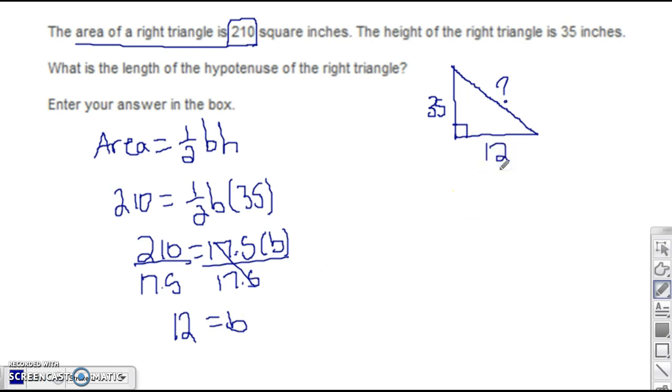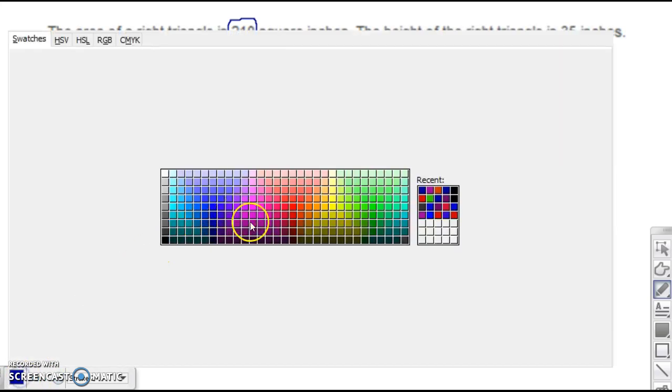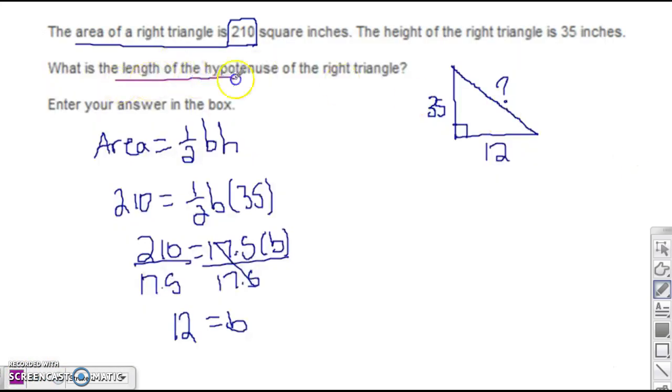Now, y'all, that doesn't even answer our question. All that beautiful work, and we still don't have the answer. The question doesn't say what is the base. The question says what is the length of the hypotenuse. So we still need to go back and figure out the hypotenuse. But good news, this is a right triangle, so we know we can use Pythagorean theorem. Anytime we know two side lengths, we can find the third using Pythagorean theorem.